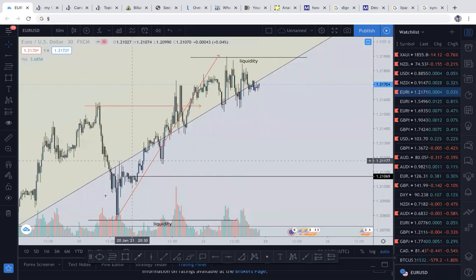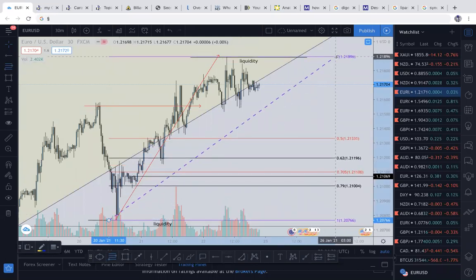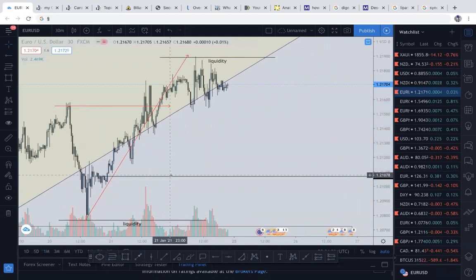Now let's throw some fib on and see where it is. Look where it's sitting: 75, 70.5 area and 79 area. Oh, the price is actually hitting the quarter level area as well. So you know, some more confluences you can actually put on.